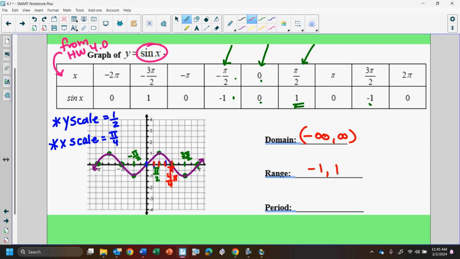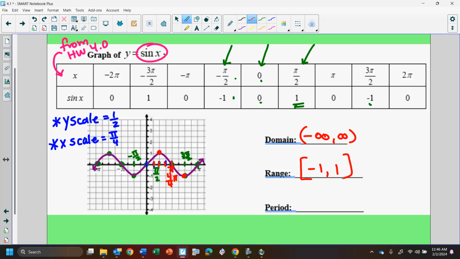Brackets. Why does it need to be brackets? Yeah, it hits and includes, those are closed points at 1 and -1. So square brackets. Cool. Sine and cosine graphs are always going to include those numbers, so square brackets on them. You with me? Right.